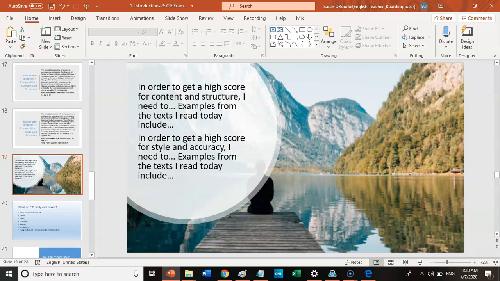So can you please summarise what you have learned by looking at those examples? So finish off these sentences and post them into your team's group. In order to get a high score for content and structure, I need to... Examples from the text I read today include... and then for style and accuracy... and post these on your team's private channel, please.